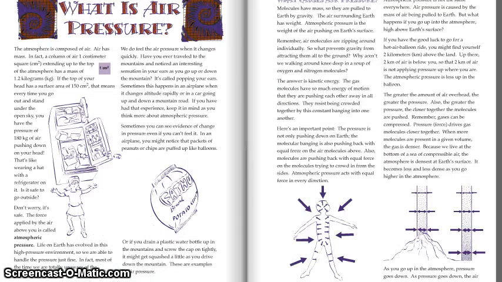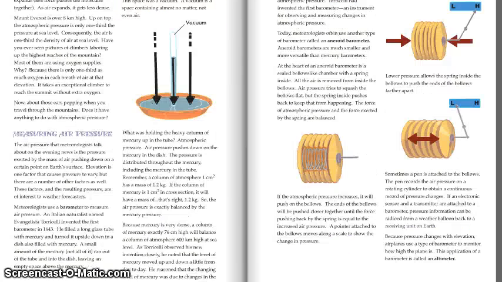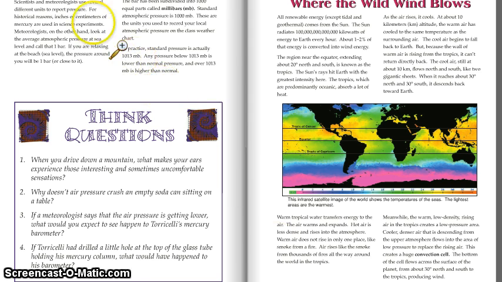One of the next things we did was read an article in class, What is Air Pressure? And it talked about how atmospheric pressure is all around us, pushing on us all the time. As we take a look at the different parts of the article, it goes over measuring air pressure, talks about what a barometer is, and Torricelli and his first barometer. Then it gets into a bellows system with the barometers and an altimeter. Then we get into these different think questions.